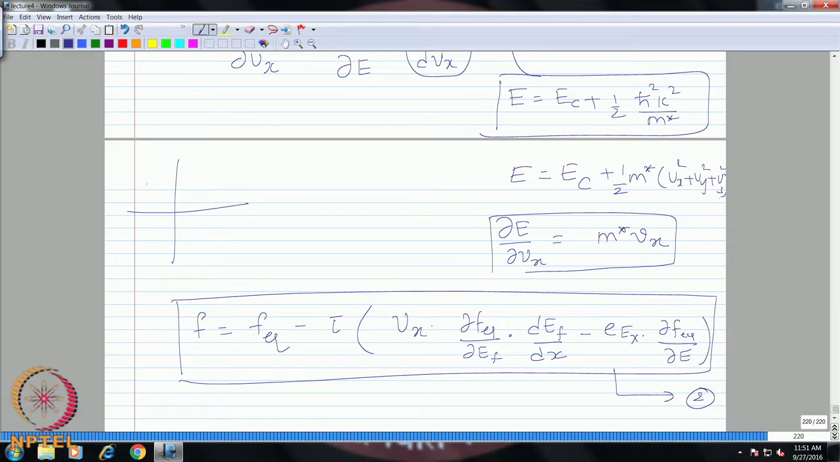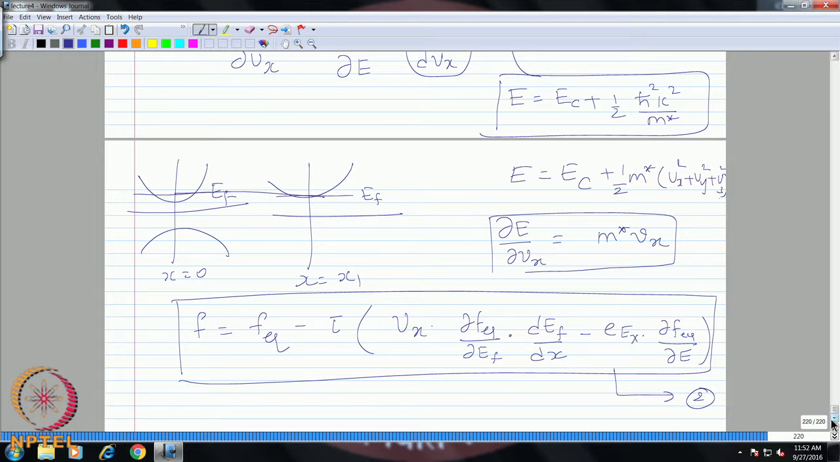So, when you want to draw this now at different x, I will draw Ef at x equal to 0, okay, and then I will draw Ef somewhere here. So, there is a gradient, this is at x equal to x1. This gradient is the reason why electrons are moving from x equal to 0 to x1. In the non-equilibrium case, therefore, Ef is not constant, it is now a function of x, right.